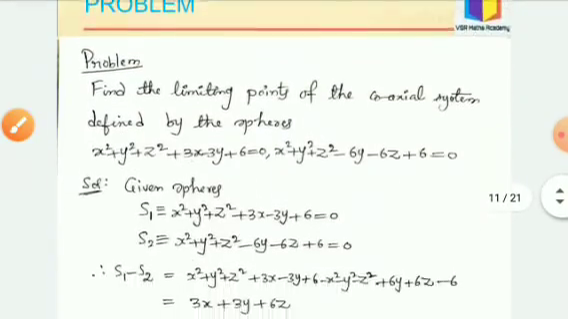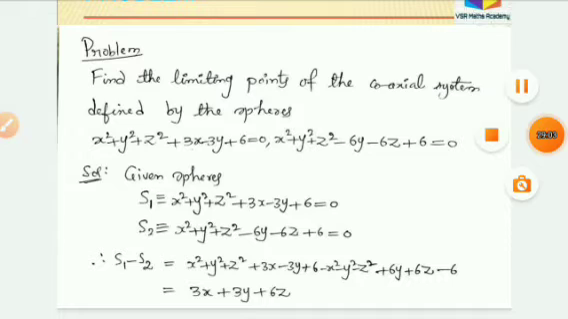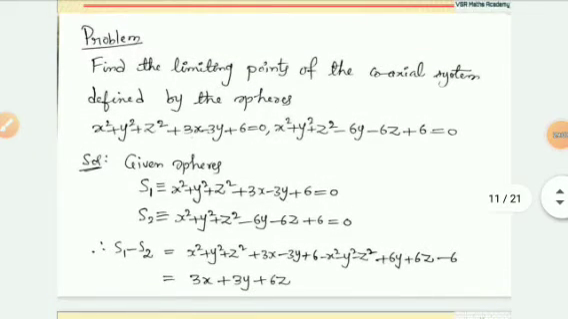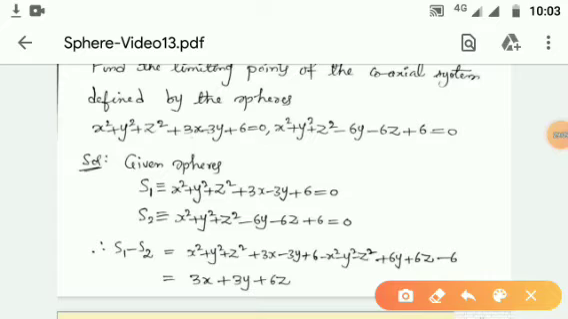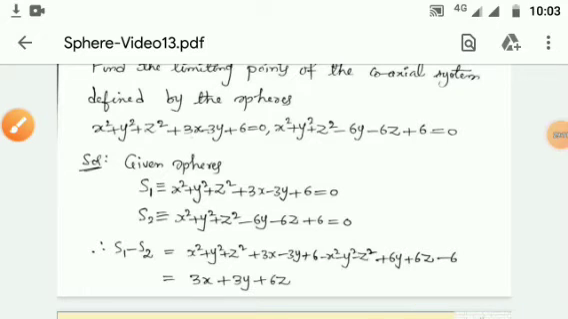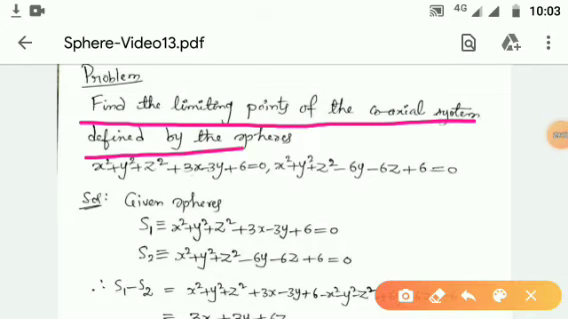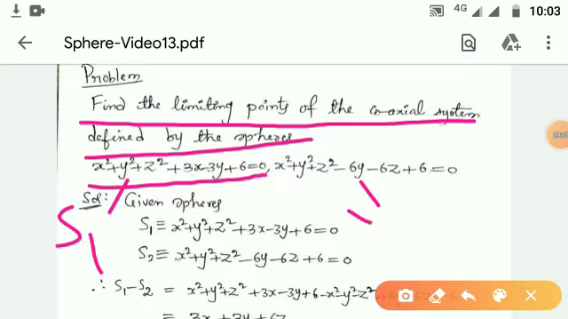Problem: find the limiting points of the coaxial system defined by the spheres. So here you are given two spheres, one is S1 and another is S2. We have to find the limiting points of the coaxial system which is defined by these two spheres.